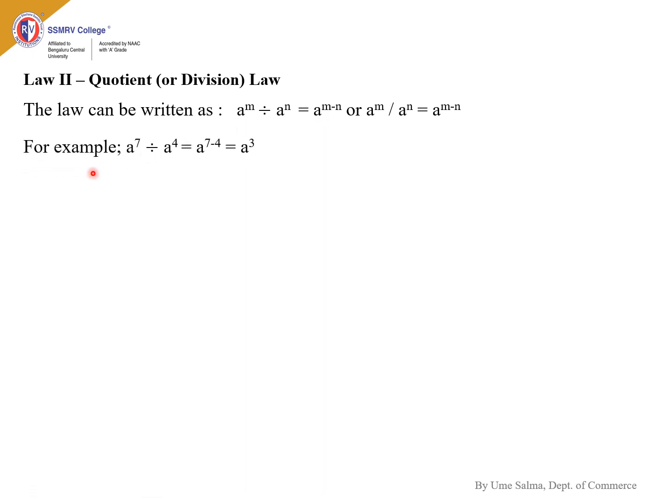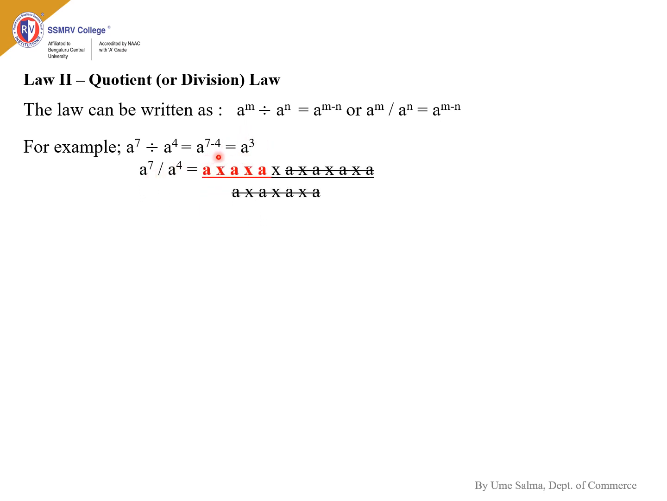Now let us look at one example. A to the power 7 divided by a to the power 4, which has to be solved using this law. Then it will be applied as a to the power 7 minus 4. Here m is considered as 7 and n is taken as 4. So these two have to be deducted just like m minus n. So we get the answer a to the power 3.